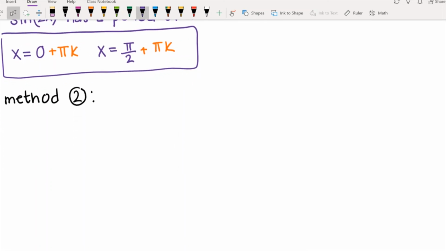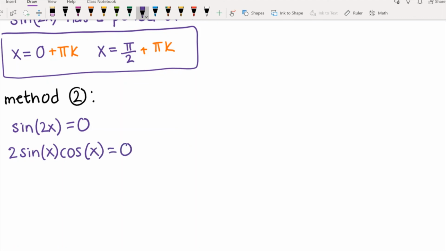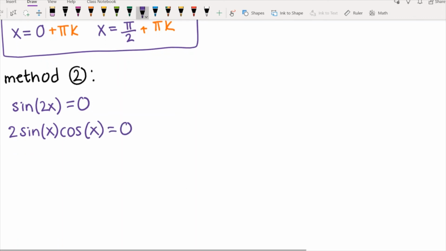So if we have sine of 2x is equal to 0, we know that another way of writing sine of 2x is 2 times sine of x times cosine of x. So we can divide both sides of this by 2, right? Because if you divide 0 by 2, it's still 0. So we end up with sine of x times cosine of x is equal to 0.